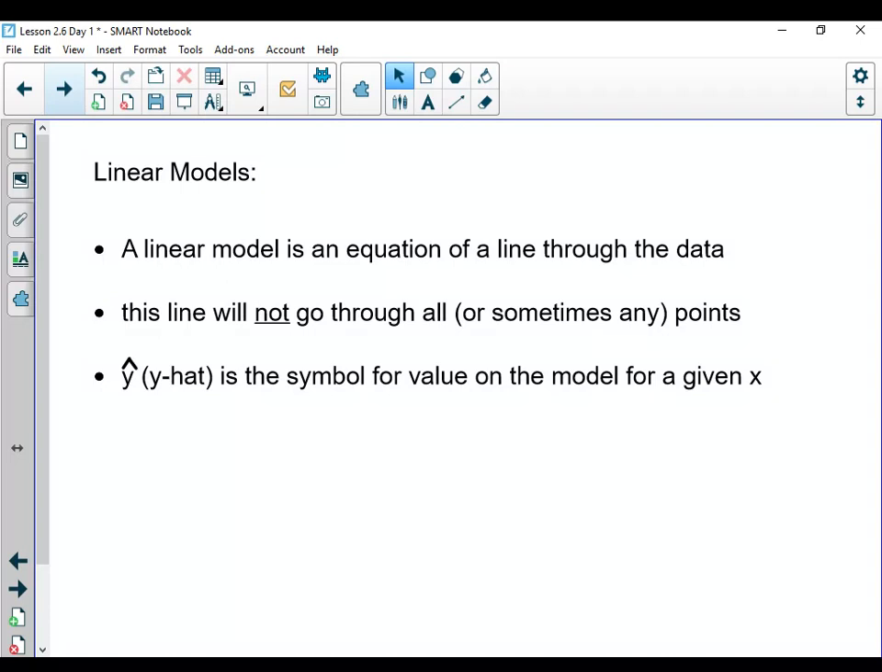So those are all just ideas that are in general what we're talking about when we talk about a linear model. It's a way to try to fit our data to an equation that, again, is going to help us make predictions.